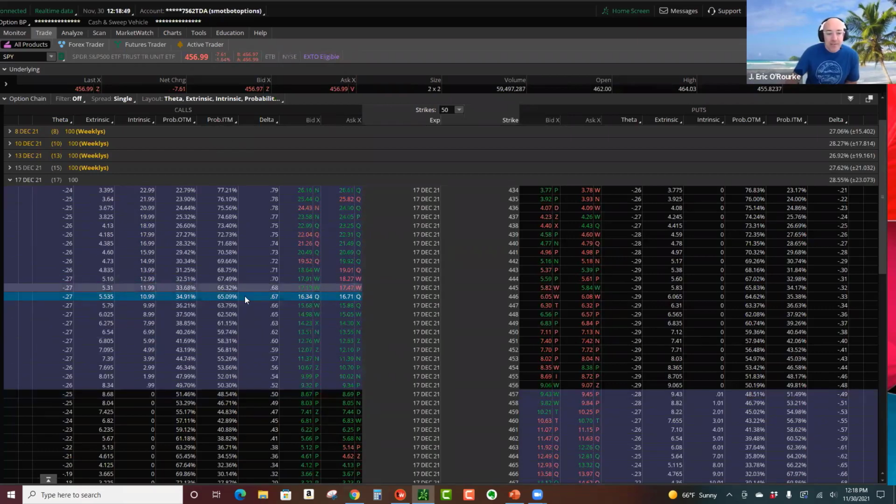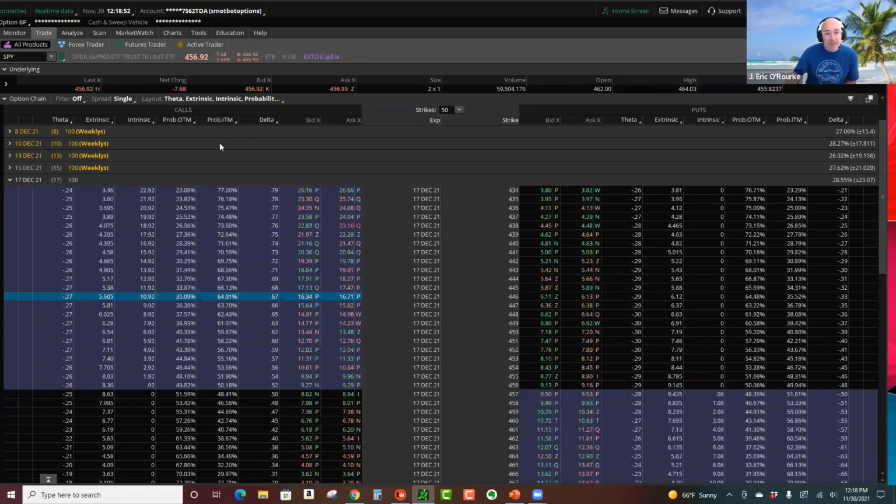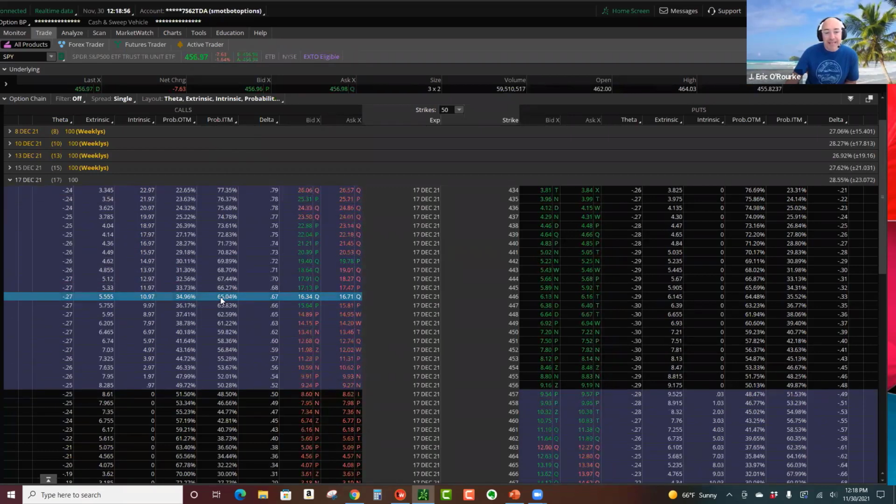If we look at the probability of in the money, this particular option in this moment has about a 65% chance of expiring in the money. That's what Thinkorswim is telling us. And I'm sure if you look in Tastyworks, it would be pretty similar. Maybe it's 66, maybe it's 64. And the probability of it expiring out of the money is 35%.